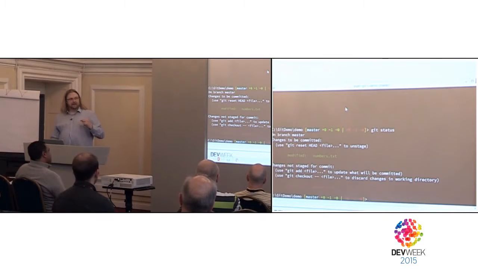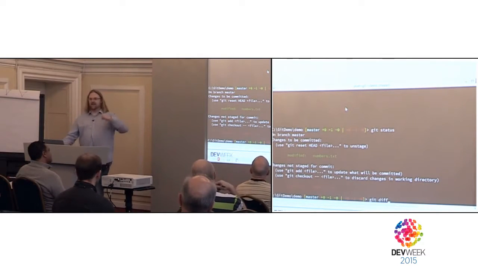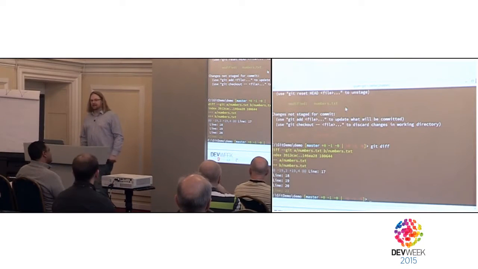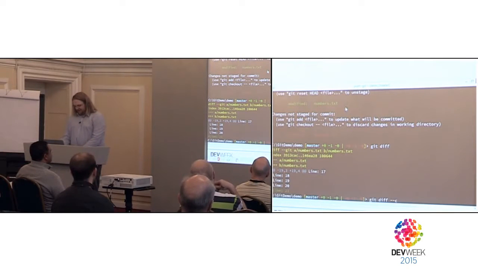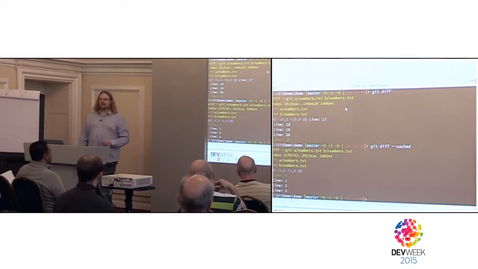Do you see what I mean? Does that make sense? So I can see the difference between my working directory and the staging area by doing a git diff, and that tells me that line 21 is to be added. And then the difference between my staging area and the repository, and that's that line 0 needs to be added.